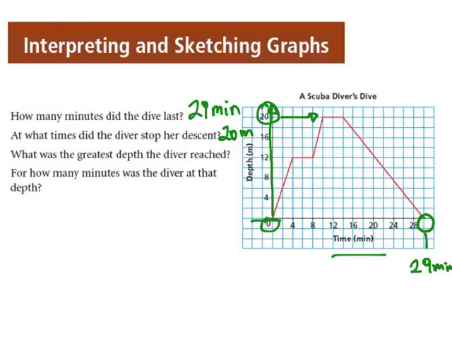What was the greatest depth the diver reached? Oh, pardon me. 20 meters is the greatest depth, while the time for the 20 meters to be reached was somewhere between 8 and 12, which is halfway, 10 minutes. So we have 10 minutes. And the greatest depth the diver reached was 20 meters.